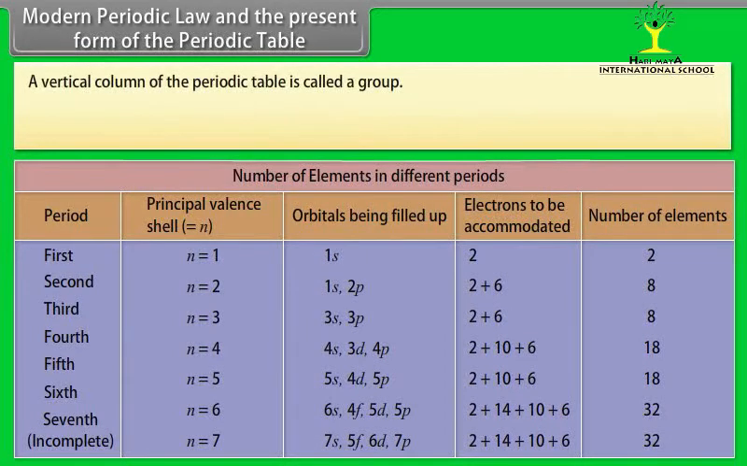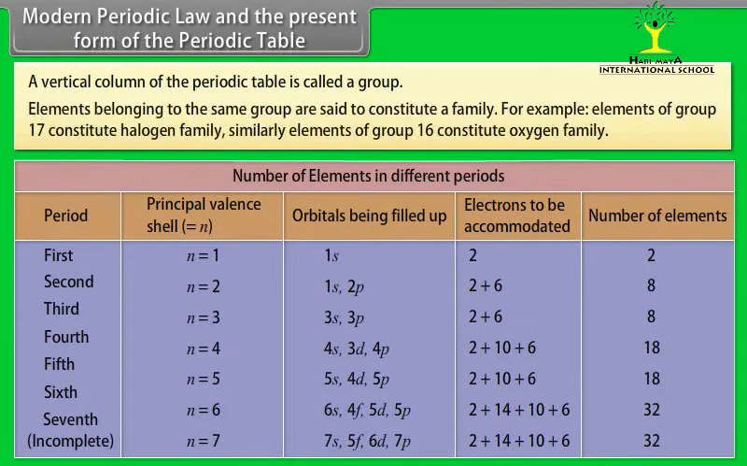A vertical column of the periodic table is called a group. Elements belonging to the same group are said to constitute a family. For example, elements of group 17 constitute the halogen family. Similarly, elements of group 16 constitute the oxygen family.